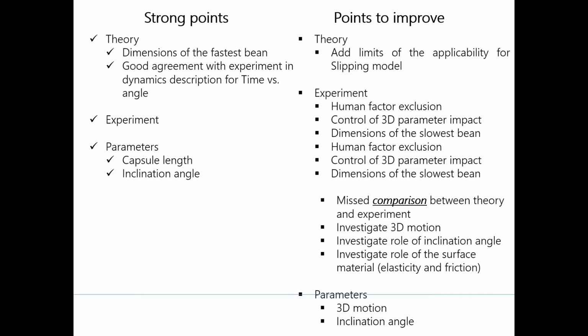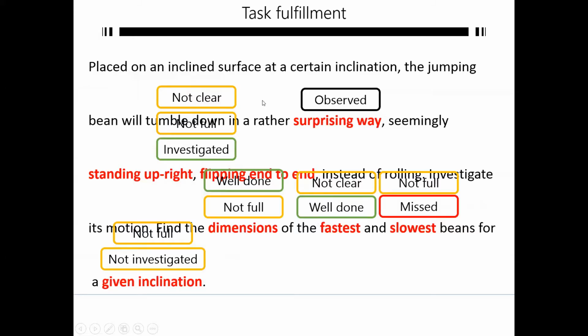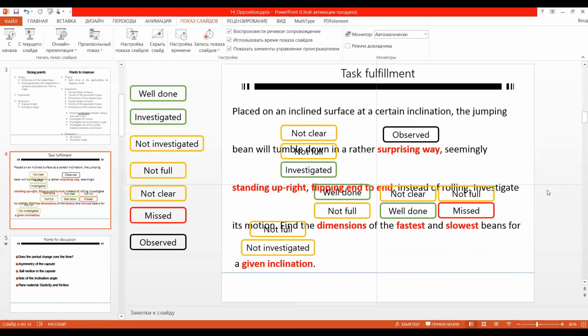And finally, if we talk about the overall flow of the problem, we will say that this problem was solved only partially because, in my opinion, standing up was not clearly investigated. Also, we have some questions about the model of bean motion. There was a clearly found dimension of the fastest bean, but in my opinion, it was more like a missed dimension of the slowest bean. And also, in my opinion, the main role of the inclination angle wasn't explained.